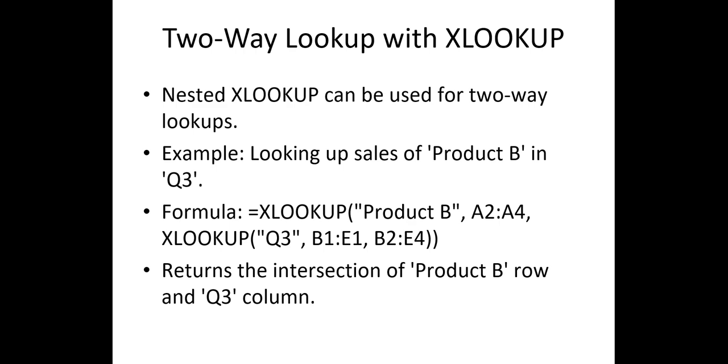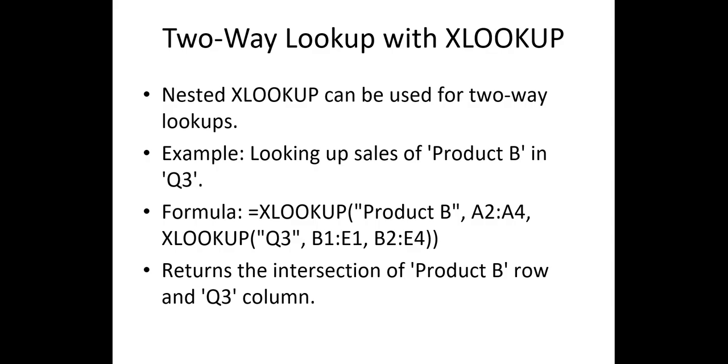And moving on to the last one, two-way lookup with XLOOKUP. I hope you are seeing the power of this one formula, how many different things you can do just by using the same formula. In this case, we're going to use a nested XLOOKUP for two-way lookups. In this example, we're looking for product B, and we'll also be looking for the Q3 sales number.